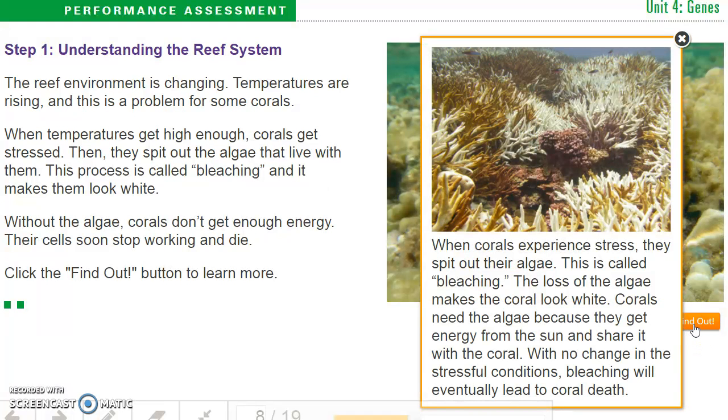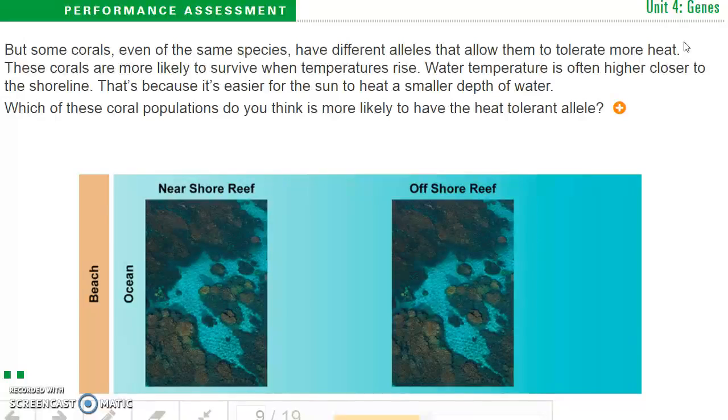When corals experience stress, they spit out their algae. This is called bleaching. The loss of the algae makes the coral look white. Corals need the algae because they get energy from the sun and share it with the coral. With no change in the stressful conditions, bleaching will eventually lead to coral death. Not good. So that's your job, to figure this out.